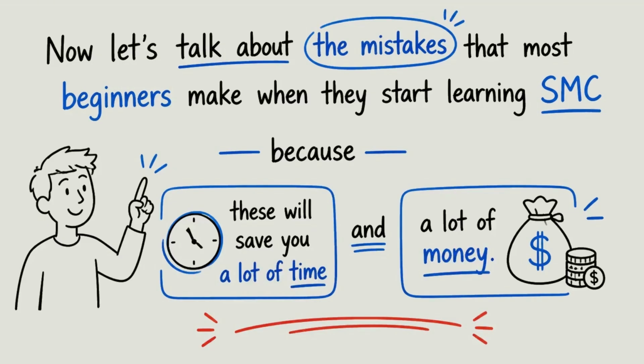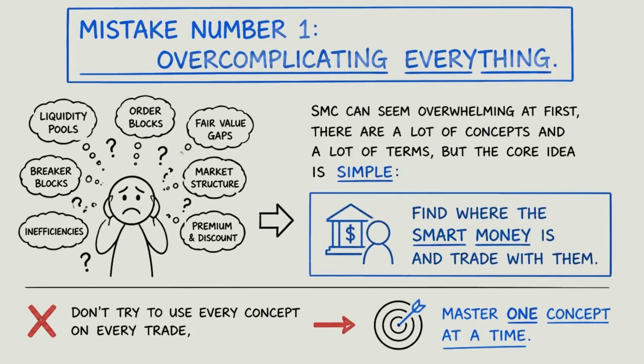Now let's talk about the mistakes that most beginners make when they start learning SMC, because these will save you a lot of time and a lot of money. Mistake number 1. Overcomplicating everything.